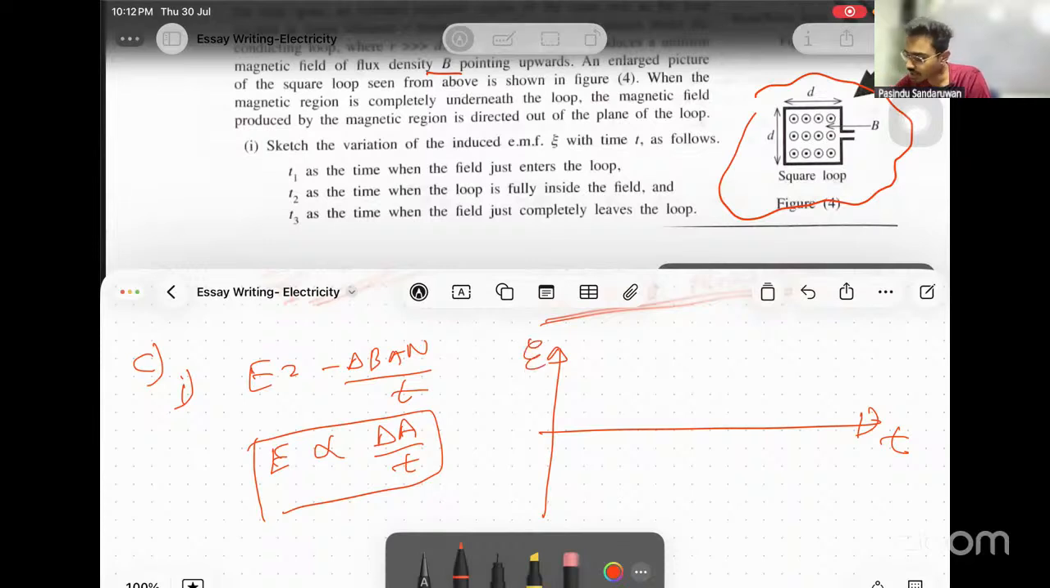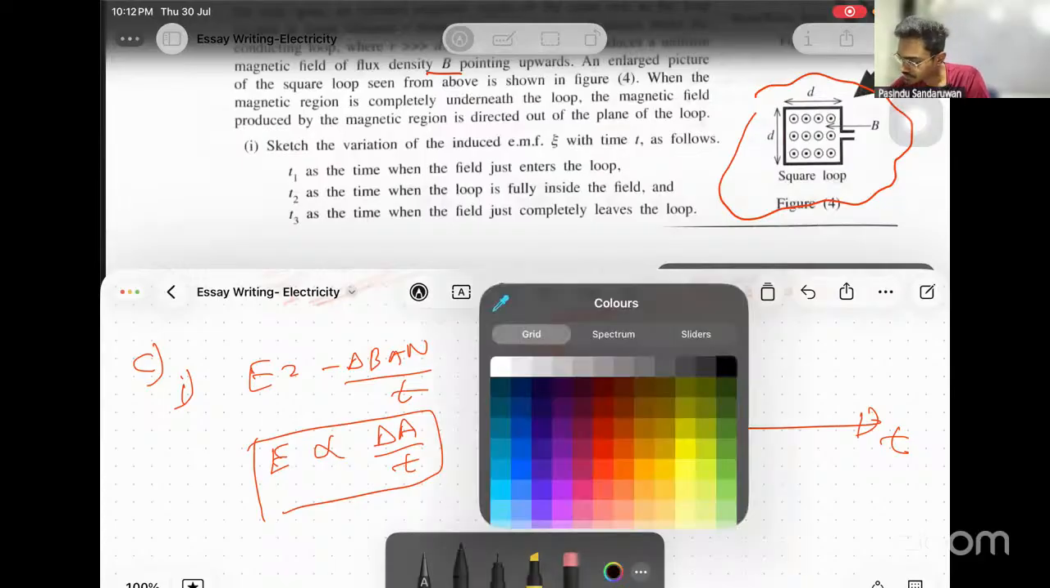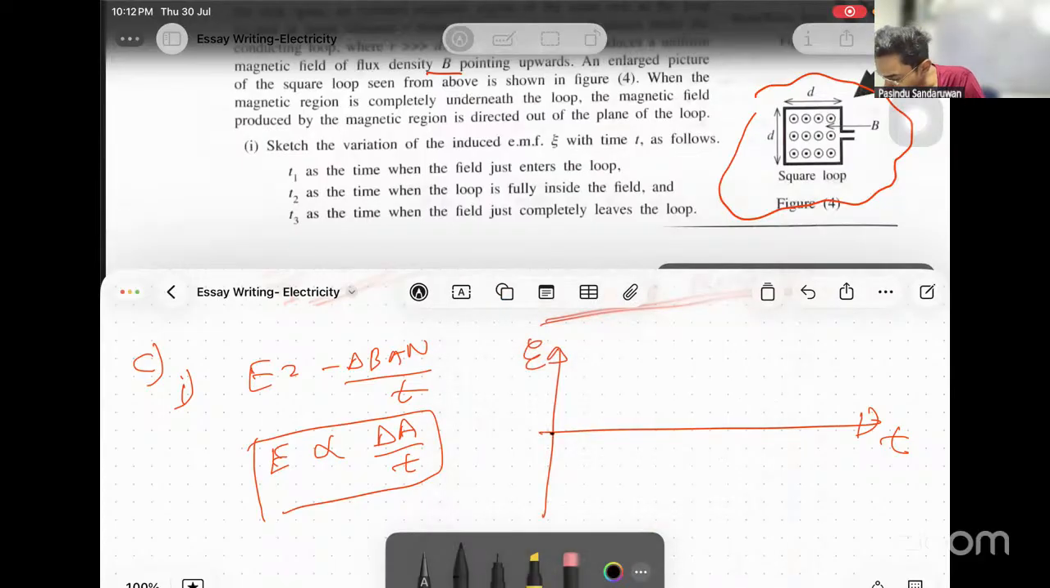It is given as psi now, right? And let's say time starts from here, t1, t2, t3. Then as a time when it enters the loop, say t1 is here, and t2 when the loop is fully inside, and T3, right? So we know when it enters, delta A changes.